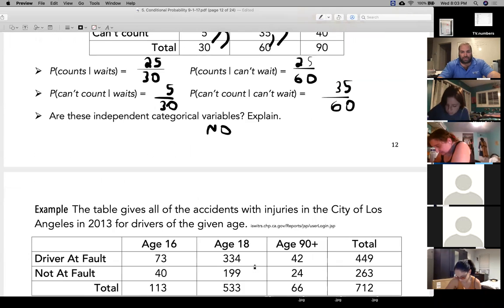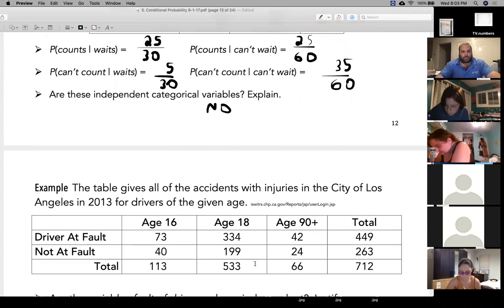So here's a new one. This table gives all of the accidents with injuries in the city of Los Angeles in 2013 for drivers of the given age: 16, 18, and 90 plus. Now, I don't know about you, but that last column scares me a little bit.